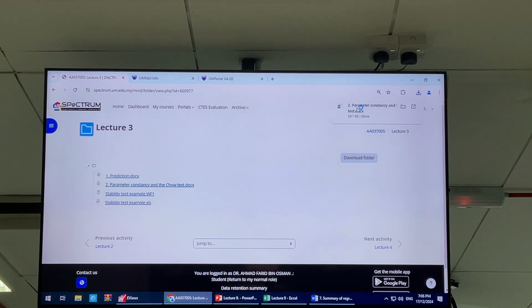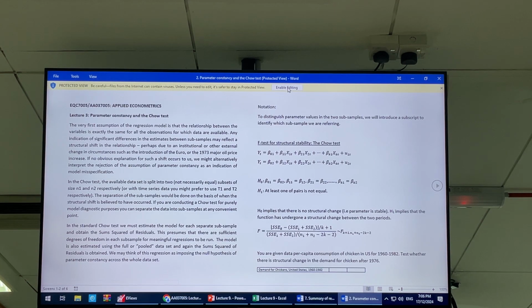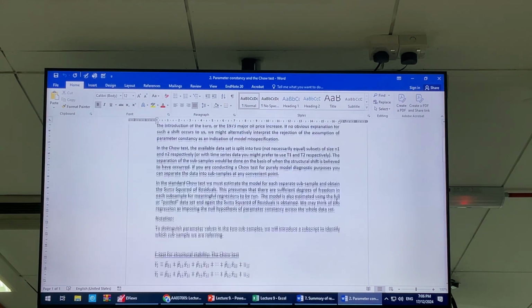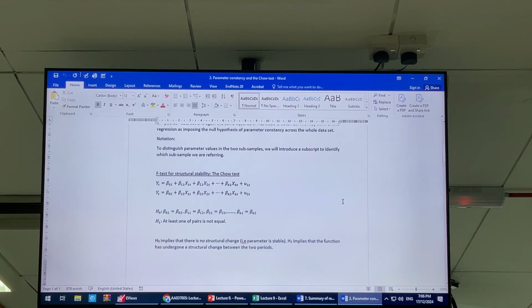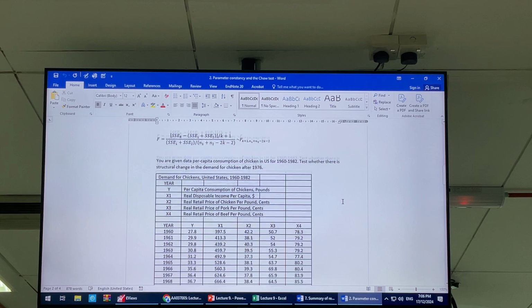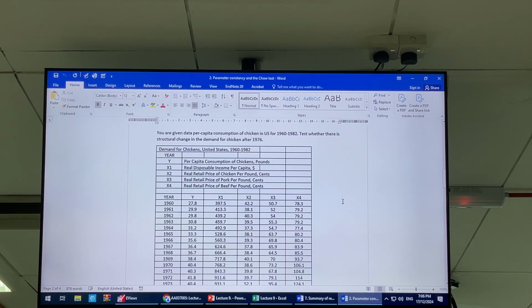Chow test. So recall what we discussed earlier, we can use the Chow test to test whether parameters are stable or not for two different periods. Let's say for the given example, we want to see whether the parameter is still stable, meaning the same.